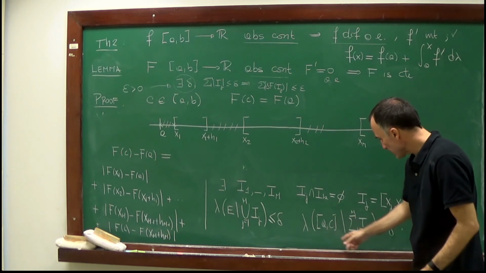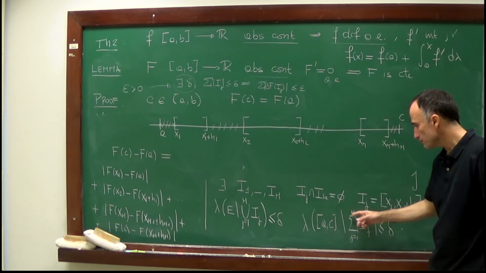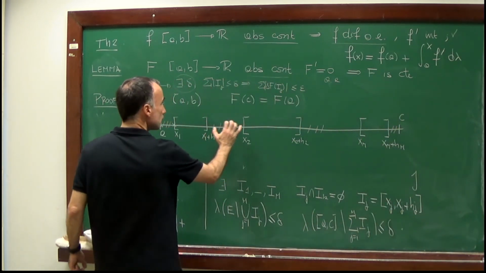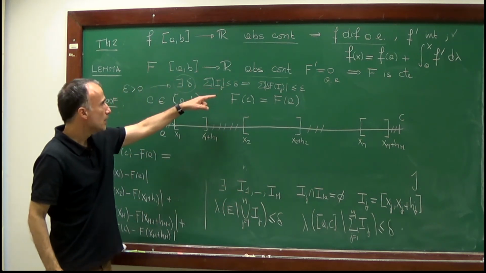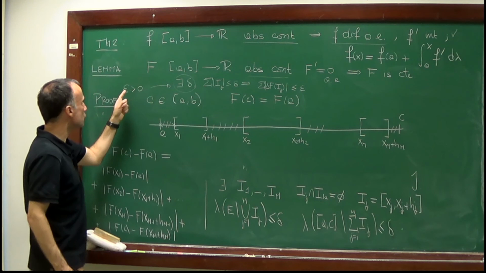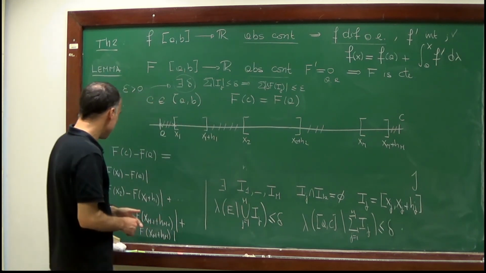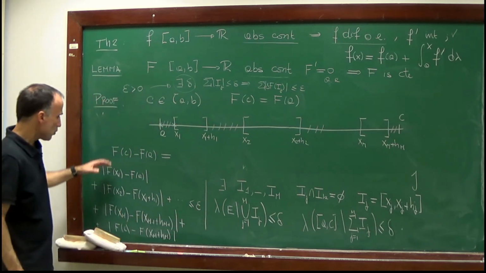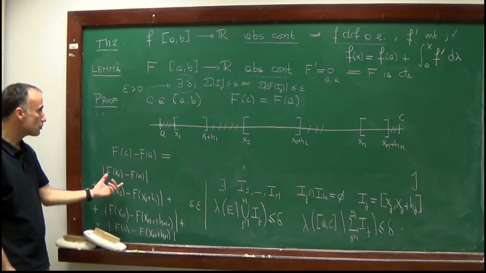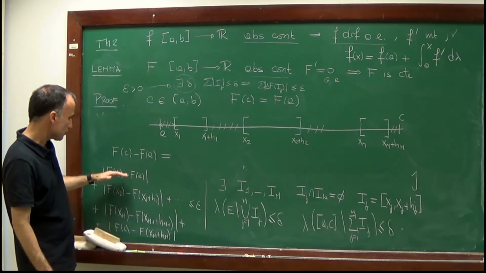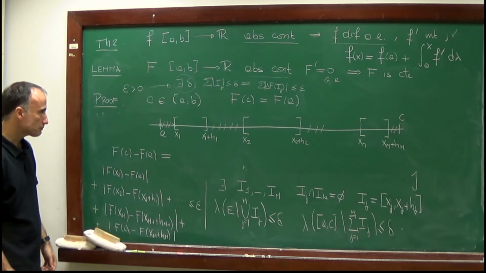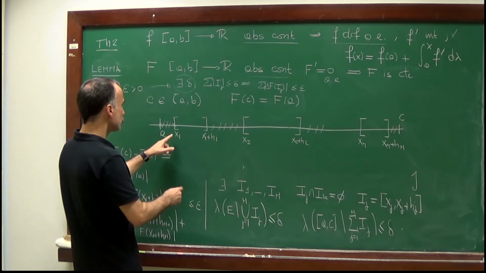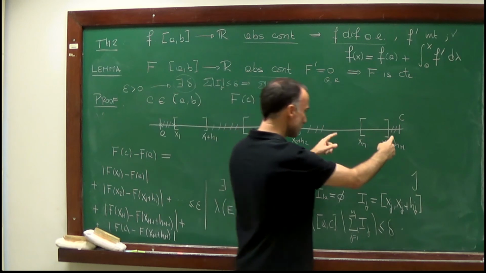What is the length of these intervals? Well, the length of these intervals is exactly the measure of this set, and the measure of this set is bounded by delta. So this means that the length of these intervals is bounded by delta. And since delta was chosen according to epsilon, the sum of these increments is bounded by epsilon. Okay? So the contribution of these is bounded by epsilon. And now it remains to estimate the contributions inside of these intervals.